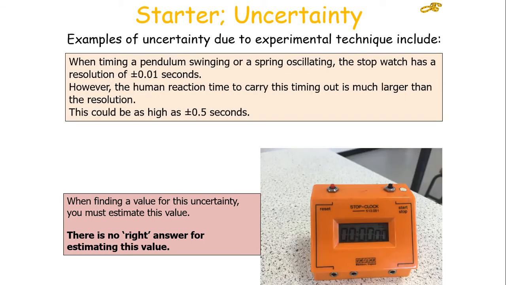It's an estimation. Another example would be when timing a pendulum swinging or a spring oscillating. The stopwatch will have a resolution and therefore an uncertainty of plus or minus 0.01 seconds, because it's a measurement, because we're looking at it twice. However, the human reaction time to carrying out this timing is going to be much larger than this resolution. It could be plus or minus 0.5 seconds. So we've got to add this on to our uncertainty when we calculate it through.